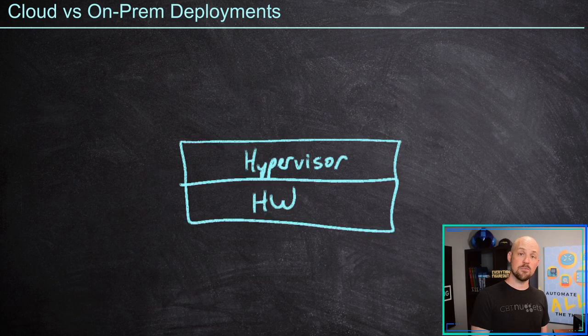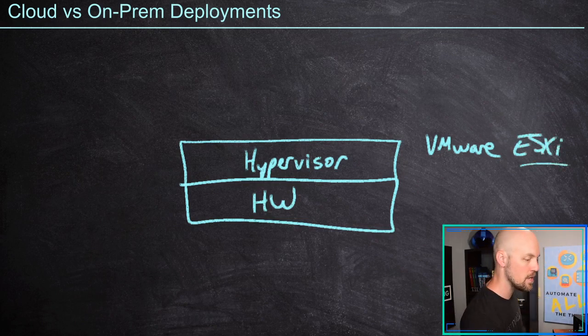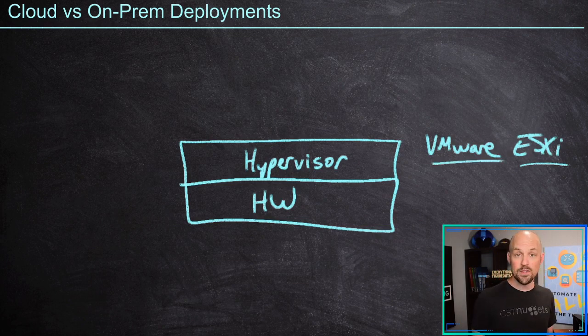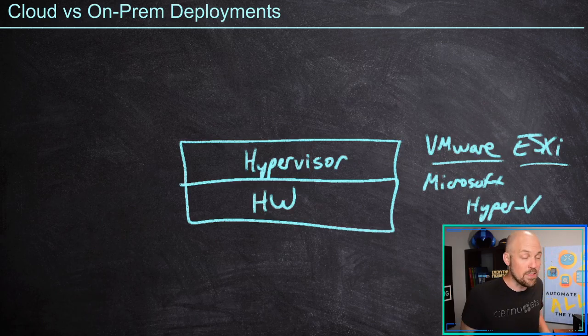And you've probably heard of some of these hypervisors. Very popular ones. VMware makes a product called ESXi. Most of us just call it VMware. We don't call it ESXi, but if you've heard either of these phrases, this is what this is. It's a hypervisor. Microsoft makes one. Microsoft's version is called Hyper-V. I don't know why they called it Hyper-V.